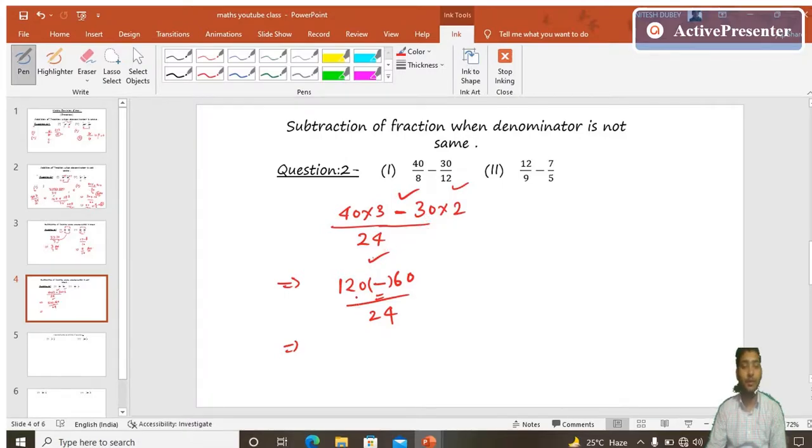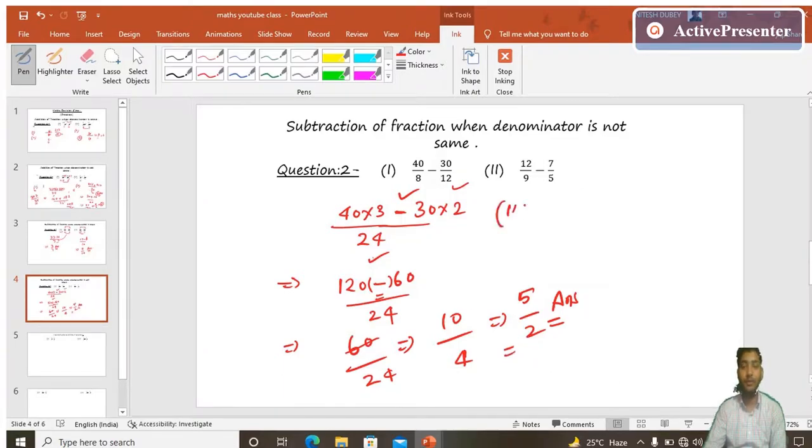Okay, 120 minus 60 is 60, and by 24. We may further simplify this question. Okay, we are simplifying this question with 6. 6 10s are 60 and 6 4s are 24. We can further simplify this question, and this will make 5 by 2. 2 5s are 10 and 2 2s are 4. Okay, so this answer would be 5 by 2 for this question.